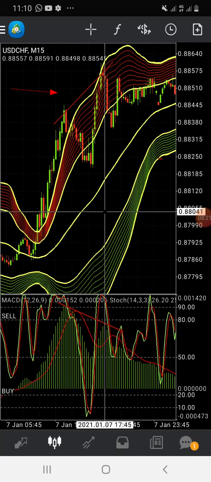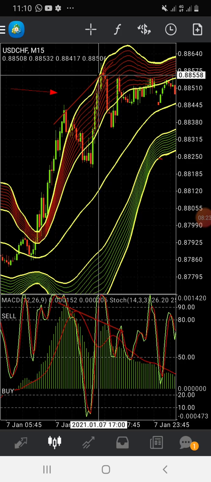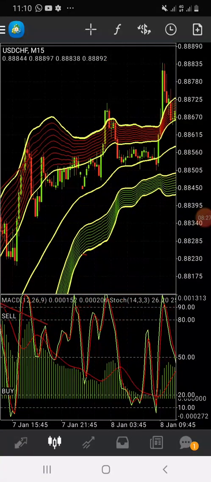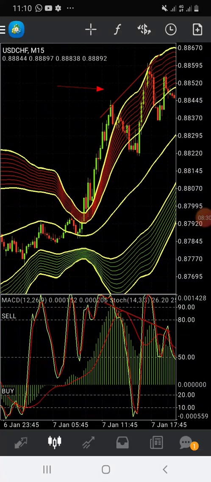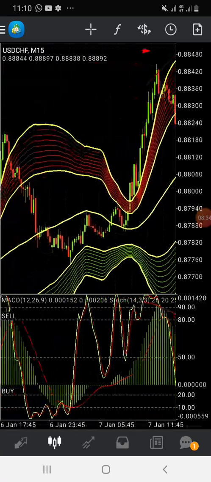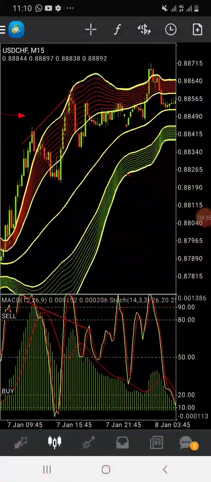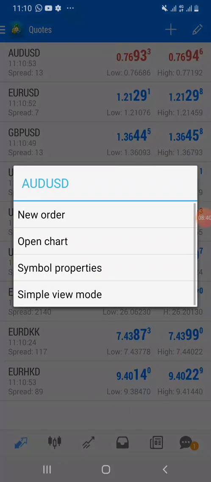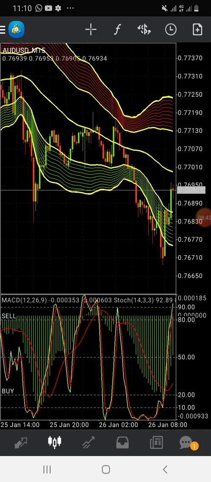So one would enter a sell trade at this point, and you can see it sold all the way down, right? Remember, your take profit levels and your stop loss levels don't change. Okay, maybe let's look at another pair. Maybe AUD USD, open chart.